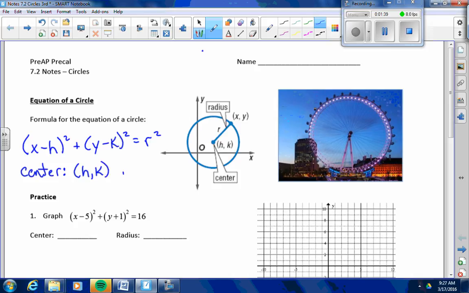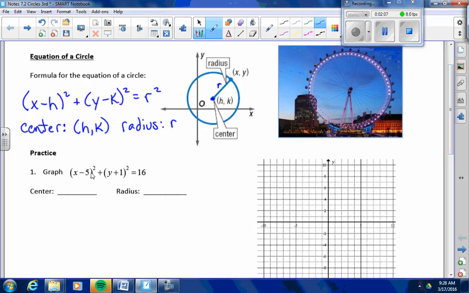And the radius is r. Okay, so we have this little picture of the circle with the center at h, k with a radius of r units. And then it goes out to any point on the circle, and any point on the circle is x, y. Okay, let's look at our first example.